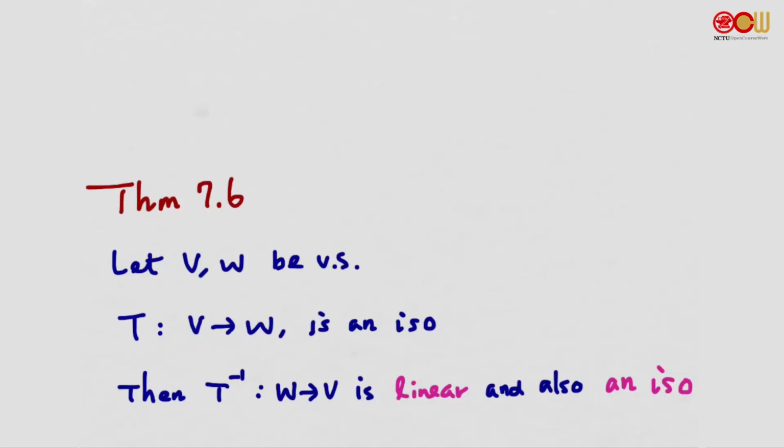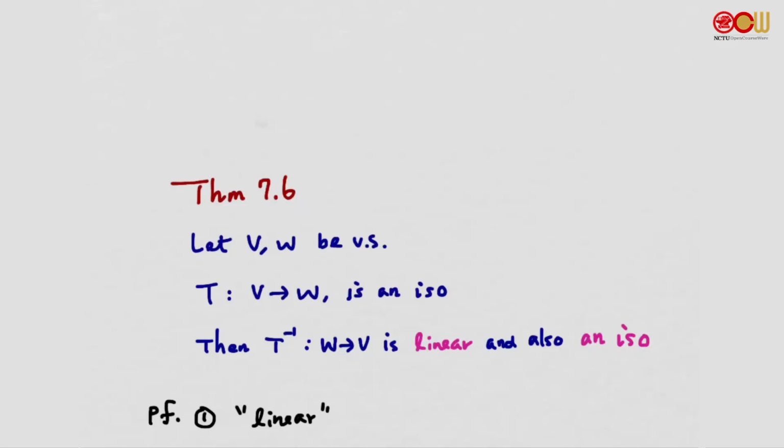Theorem 7.6 says if T is a linear transformation from vector space V to vector space W, and T is an isomorphism, then T inverse, which we had just defined, from W to V is linear and is also an isomorphism. Let's first show it's linear.